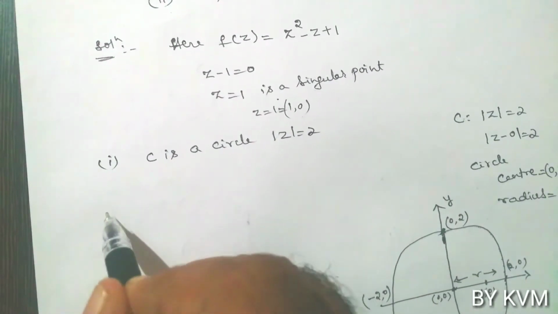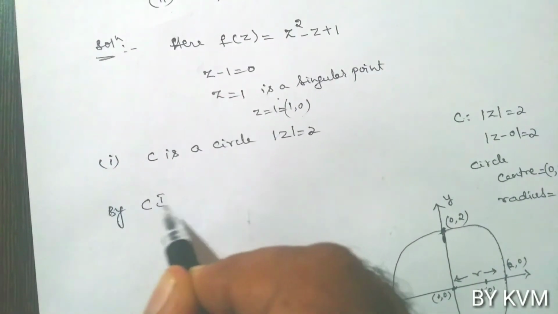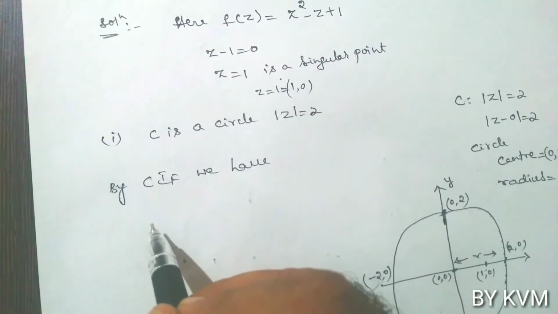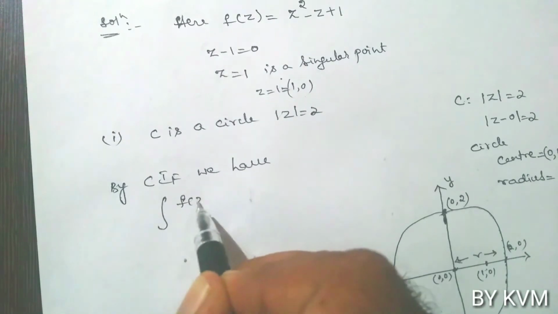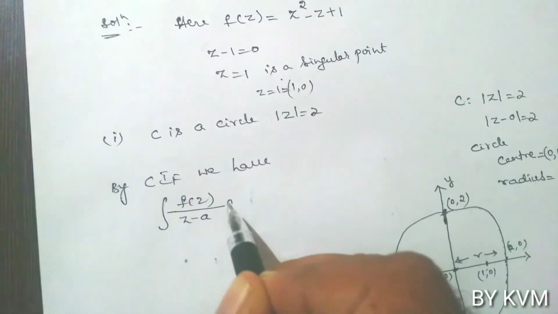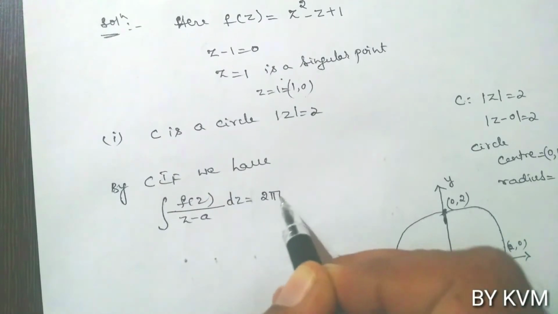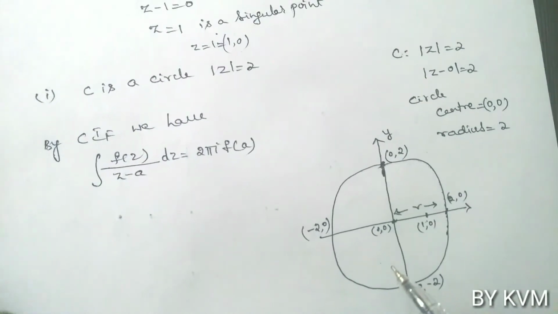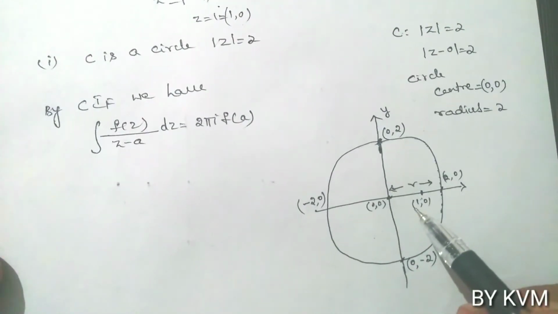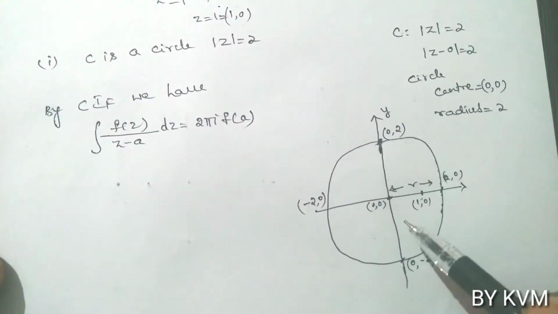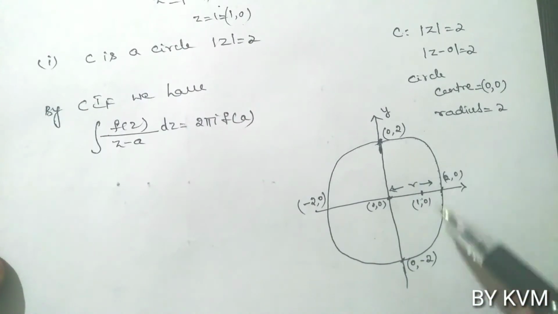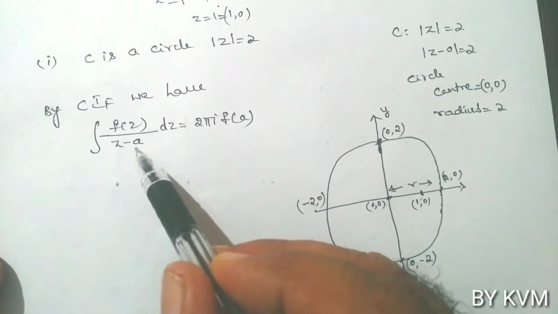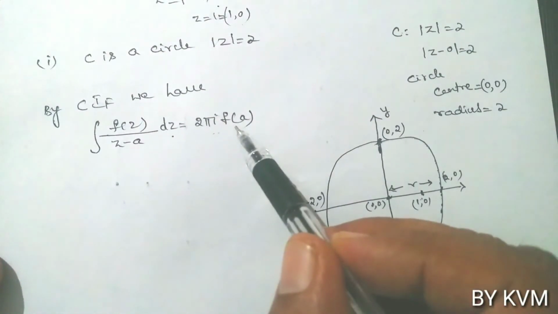So by Cauchy's integral formula, we have integral of f of z by z minus a dz equals 2 pi i into f of a. What does Cauchy's integral formula state? It states that if f of z is analytic inside and on the closed curve C except at z equals a, then integral of f of z by z minus a dz equals 2 pi i into f of a.